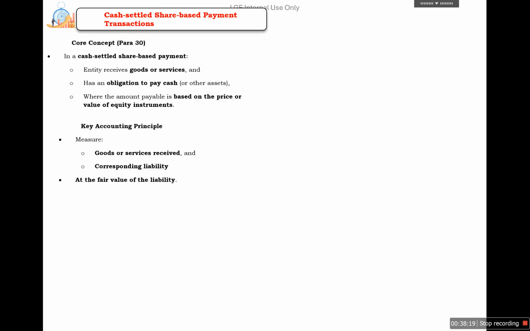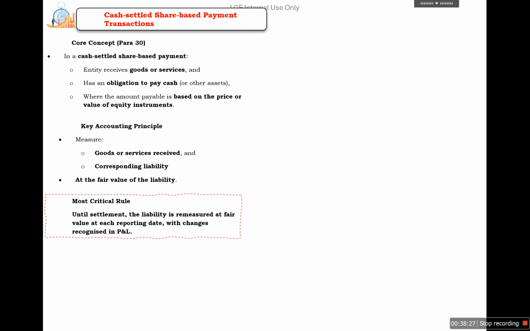So here we need to measure the goods and services received and we need to book the corresponding liability at the fair value of the liability. The most critical rule here is that until the settlement of the liability is done, we need to remeasure the liability at fair value at each reporting date. And the difference we need to book in the P&L, because my payment is based on the price of the share, whether it increases or decreases.